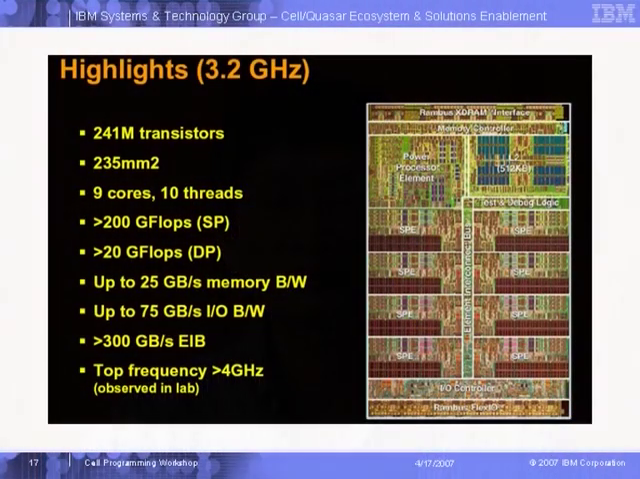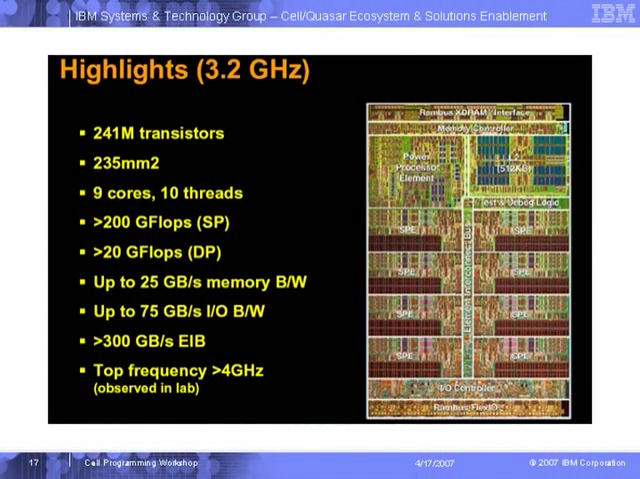So this is the power processing element, and this is the level 1, level 2 cache right here, and 8 of the SPEs, the element interconnect bus, and so on. Now this board here consists of about 241 million transistors. The area is about 235 millimeters squared, and it consists of 9 cores and 10 threads.